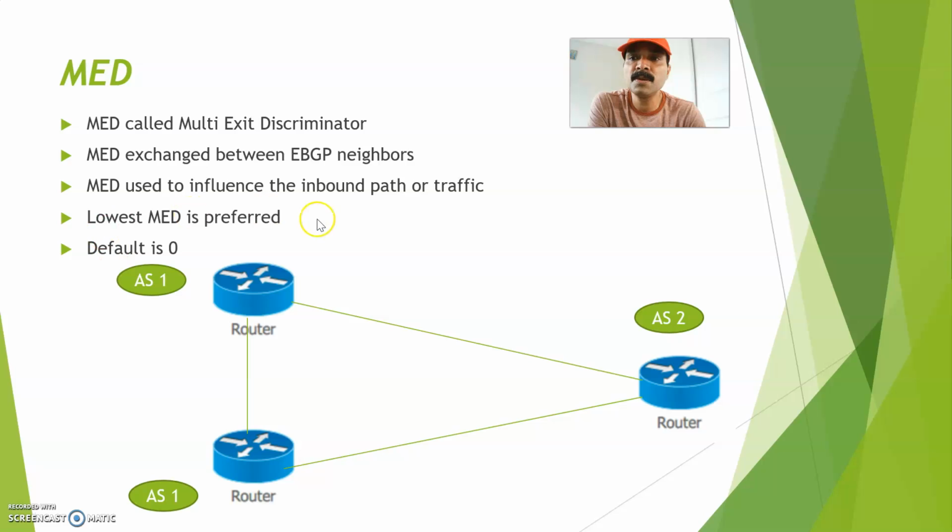And with MED, the lowest MED is always preferred and the default value is 0. In the case of local preference, the highest is preferred and the default value is 100. But with MED, the lowest is always preferred and the default value is 0.